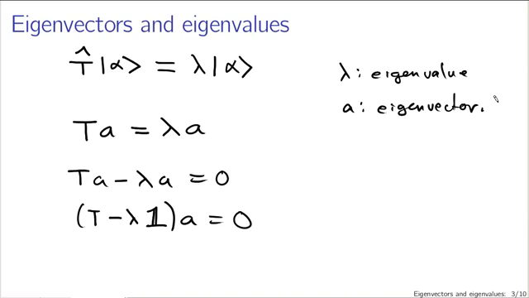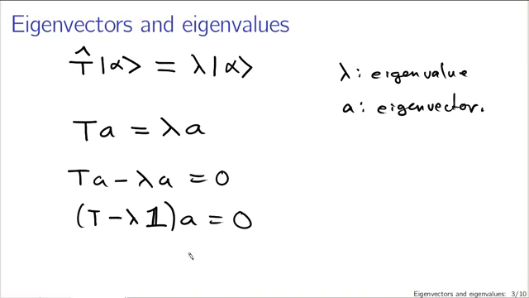I haven't said why these things are interesting yet. Mostly they're interesting because they tell you what the core properties of the transformation are. These are the most interesting facets of a transformation. And when it comes to quantum mechanics, we'll see that these things are actually very important. So bear with me while we go through some of the mathematical details.